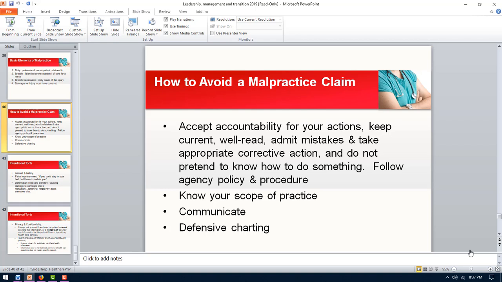Always communicate and always chart like you're going to read it in court in 5 years.